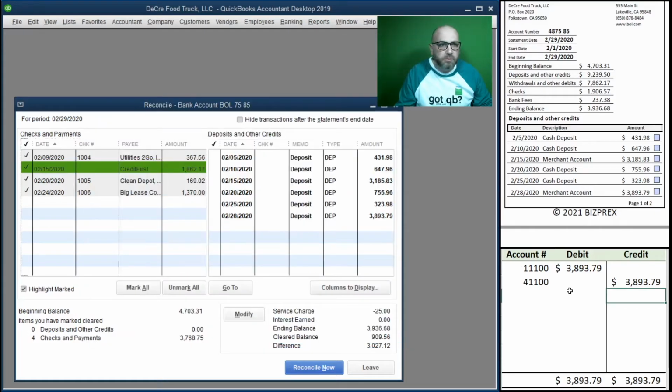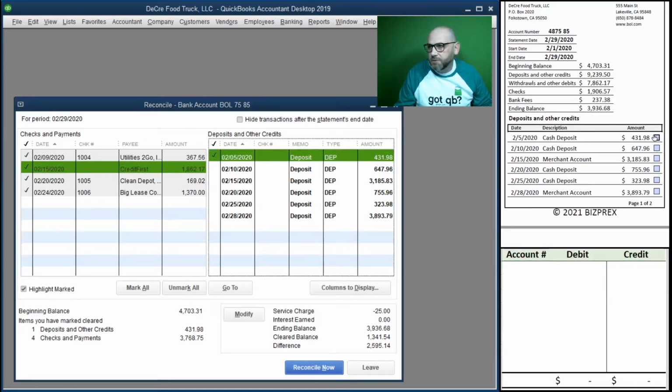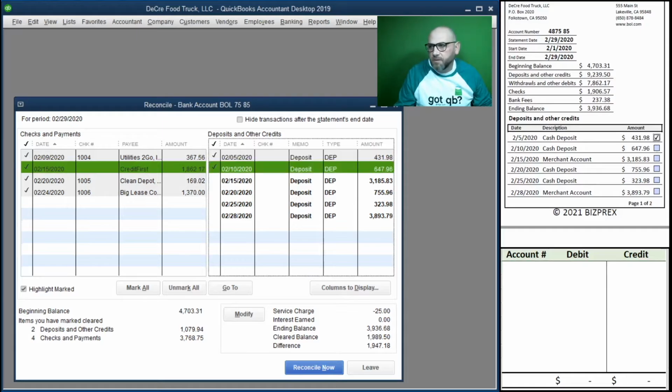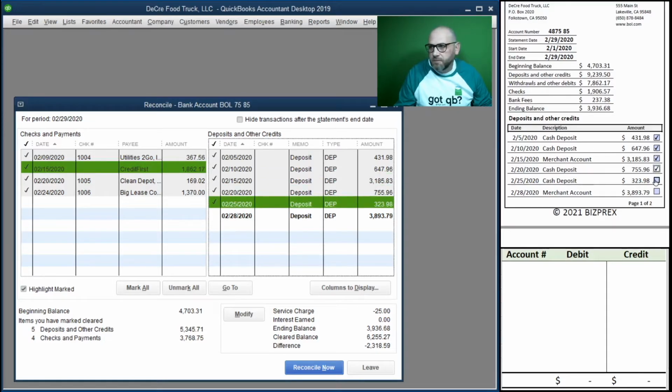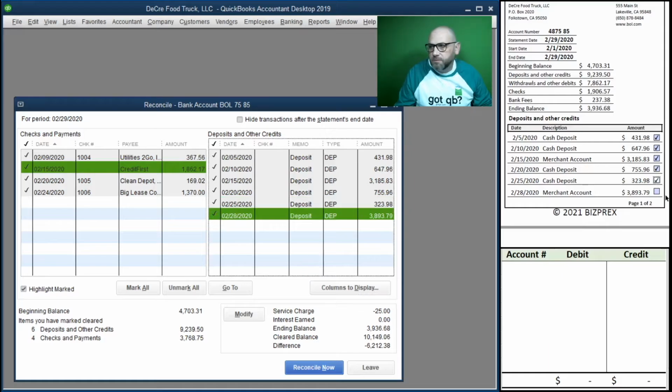Save and close. Let's go ahead and clear this. Again, the beautiful part of QuickBooks, look, they're all here. We didn't have to exit reconciliation. Now we can reconcile the deposit portion. All right, here they are. Wonderful. Did a good job on those.